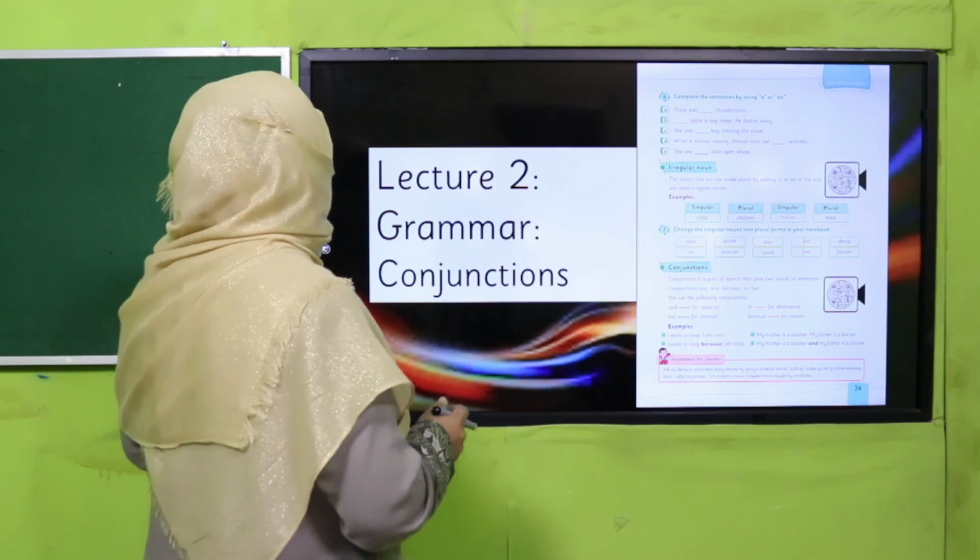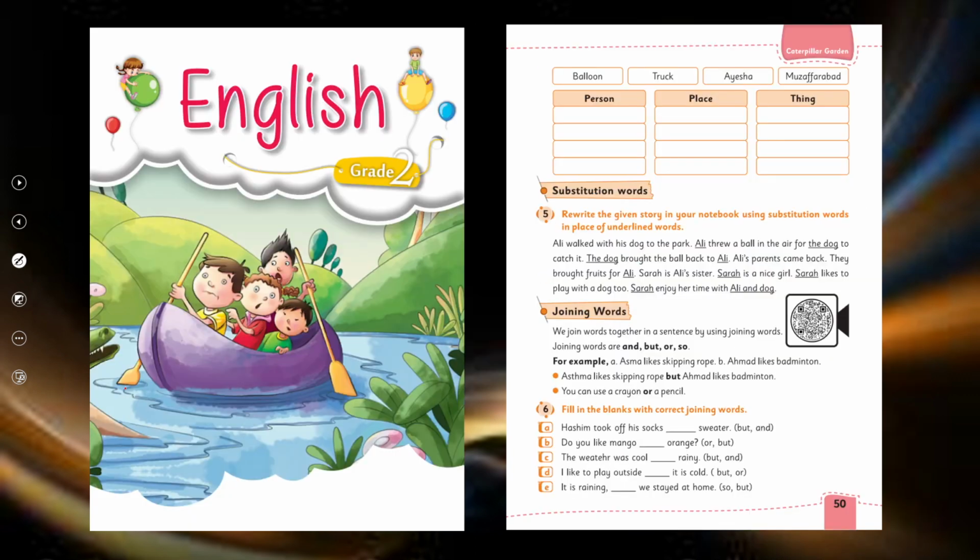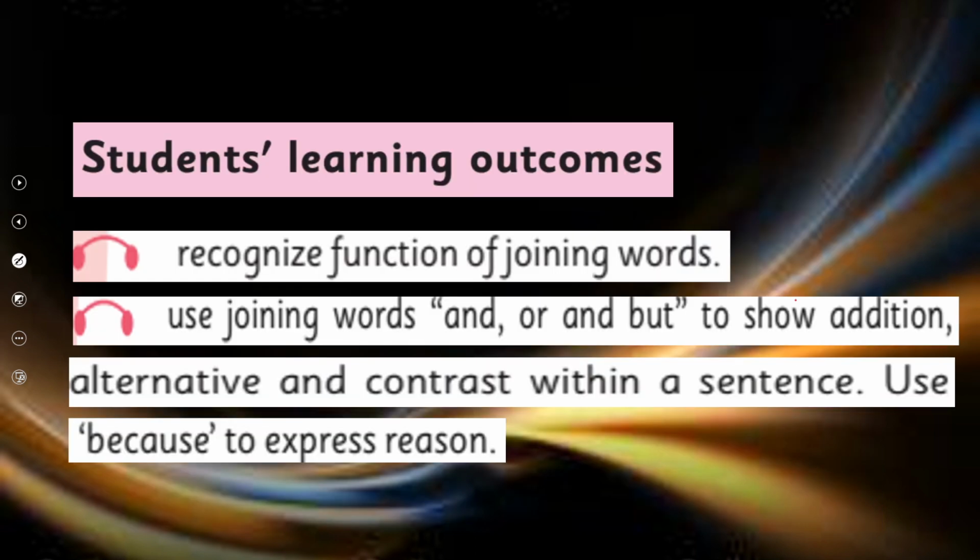Yes, my dear students, today under the title of grammar, we are going to learn about conjunctions. Before this, in English for grade 2, you have learned about joining words. Remember? So, beta, these joining words are called conjunctions. If you remember, well and good. Otherwise, you may watch this video lecture again.